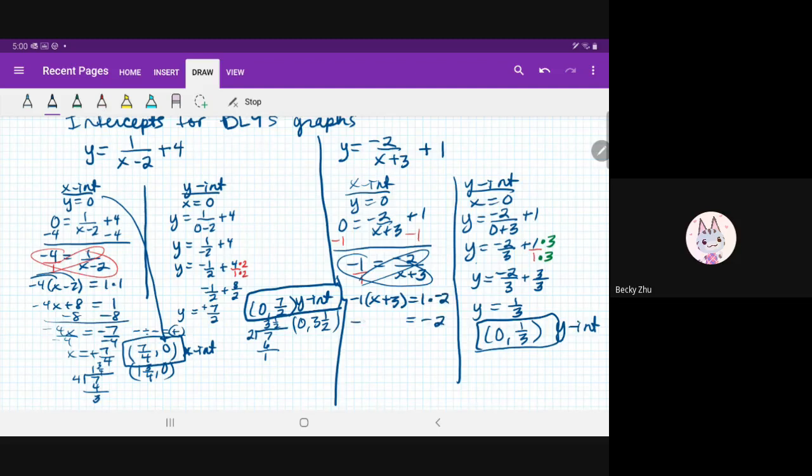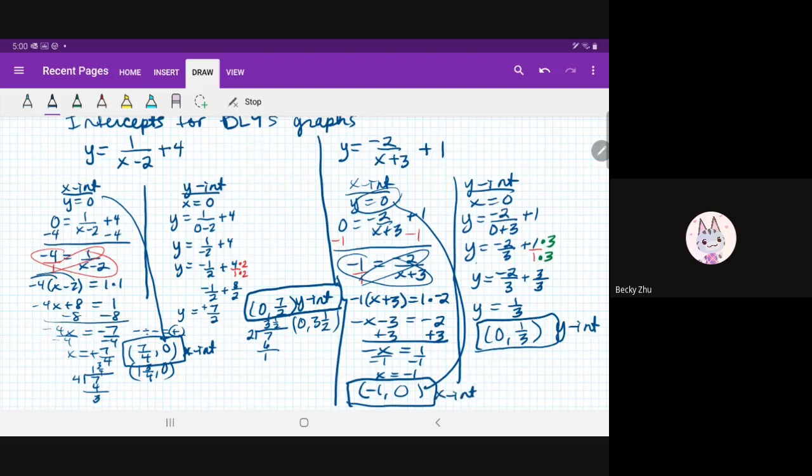So that's -x minus 3, plus 3, plus 3. -x equals 1. Divide by -1, and x equals -1. So -1, comma, the y was 0. So 0. So this is the x-intercept. And that's the y-intercept for these.